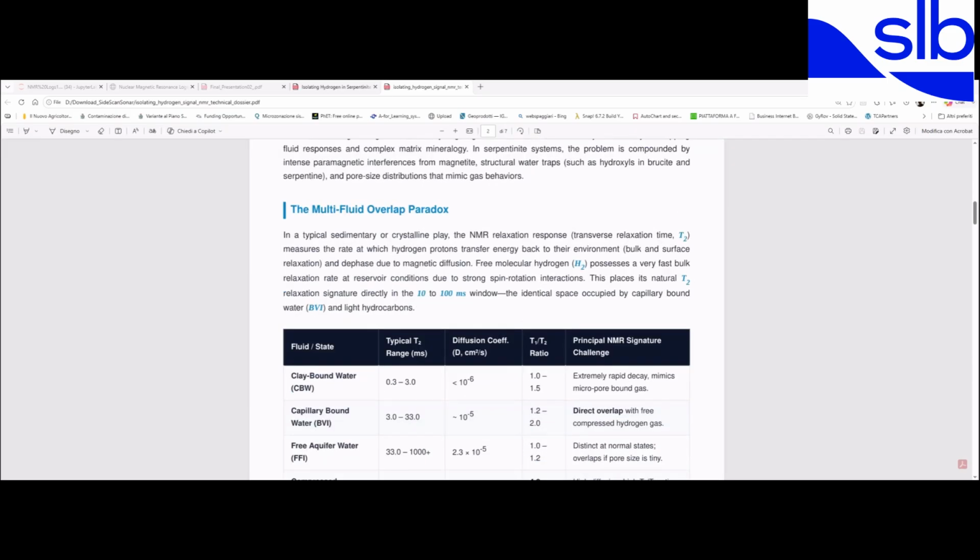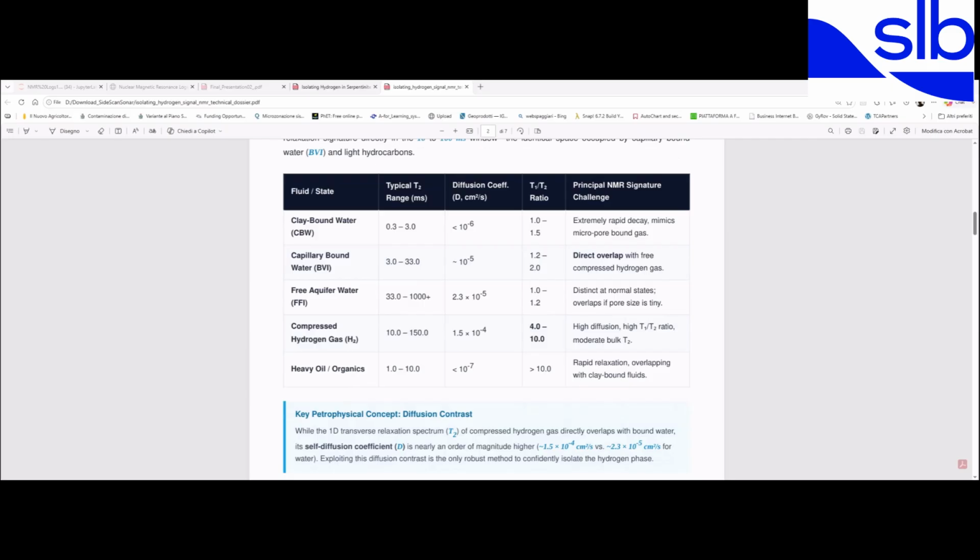Multi-fluid, so we have generated the multi-fluid overlap paradox. In a typical sedimentary or crystalline play, the nuclear magnetic log relaxation response, transverse relaxation time T2, measures the rates at which hydrogen protons transfer energy back to their environment: bulk, surface relaxation, and the phase due to magnetic diffusion. Free molecular hydrogen possesses a very fast bulk relaxation rate, as we just said in the previous part. Its natural T2 relaxation signature is displaced to the 10 to 100 millisecond window, in the identical space occupied by capillary boundary water and light hydrocarbons.